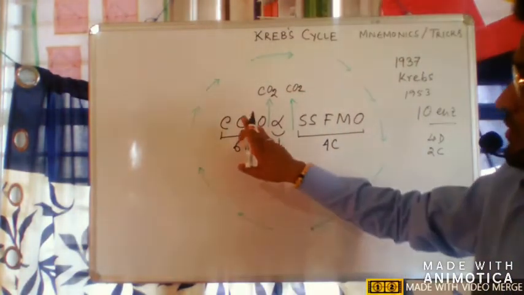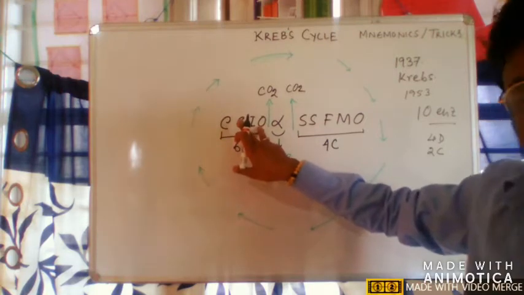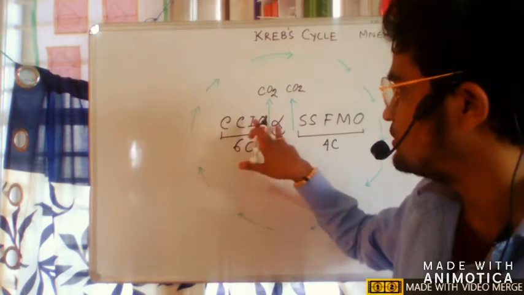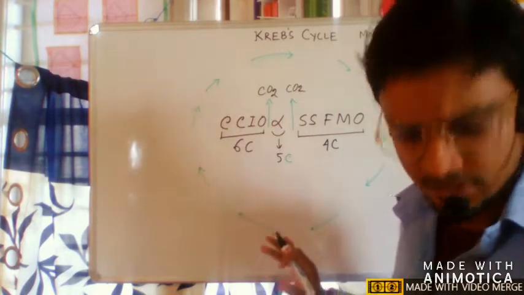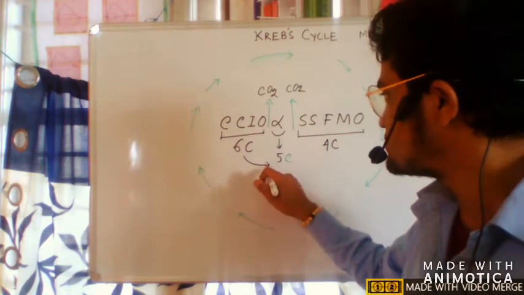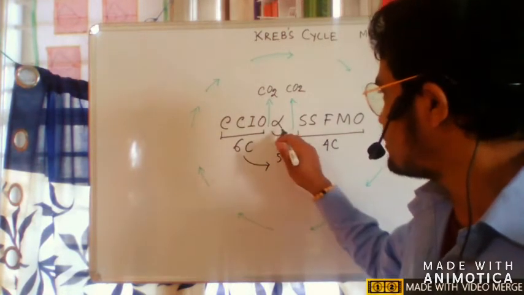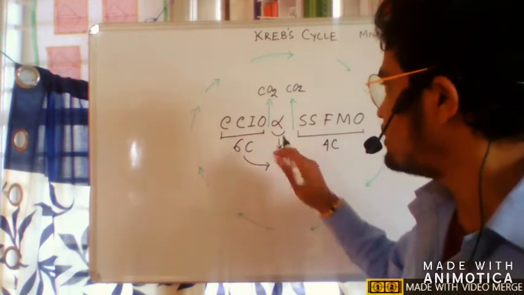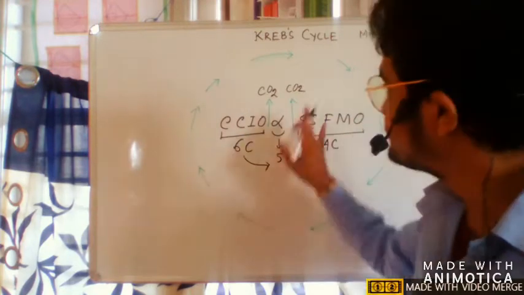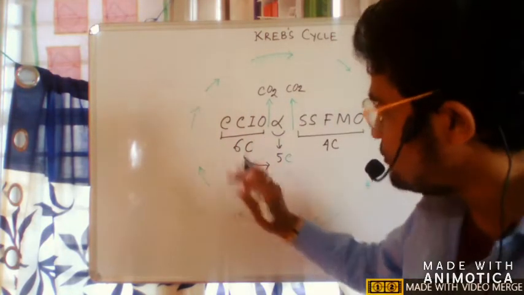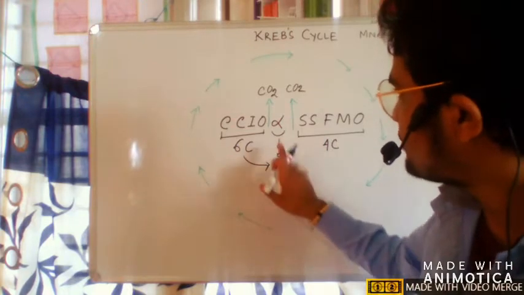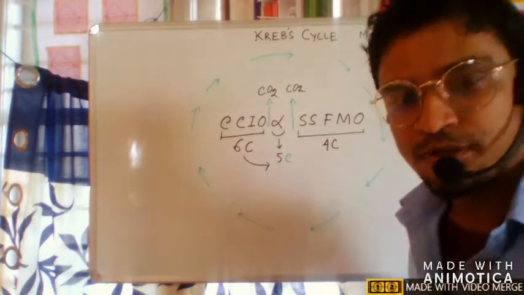That is in between oxalosuccinate and alpha ketoglutarate. In between these two chemicals, one molecule of CO2 is released. So the number is reduced to 6C, 5C, then 4C. From alpha ketoglutarate to succinyl-CoA, you can see another release of carbon dioxide gas. So now you can remember the number of carbons and the regions where CO2 is being released.